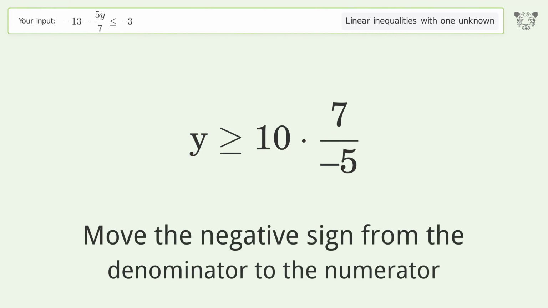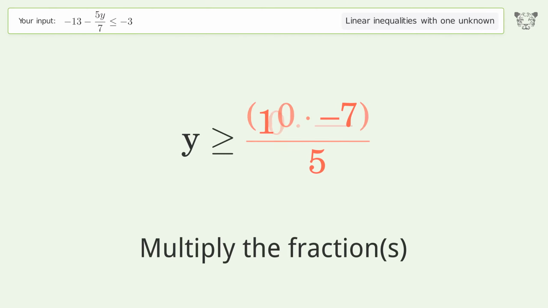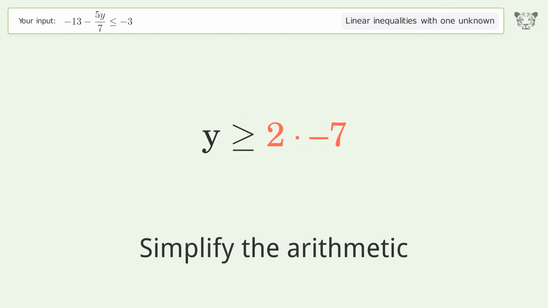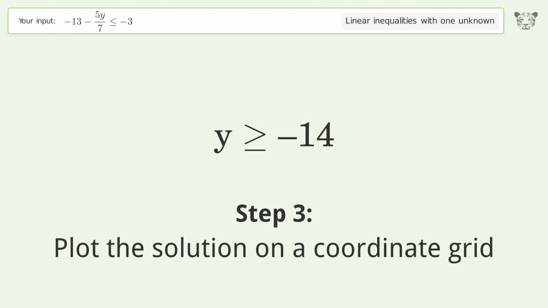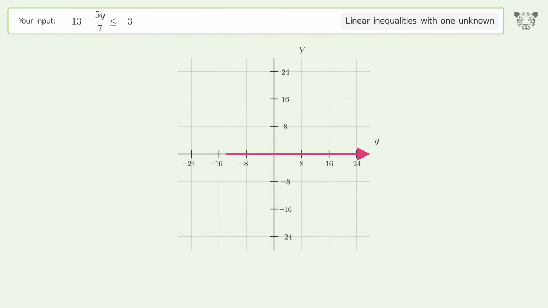Move the negative sign from the denominator to the numerator. Multiply the fractions. Simplify the arithmetic. Plot the solution on a coordinate grid. And so the final result is y equal or greater than -14.